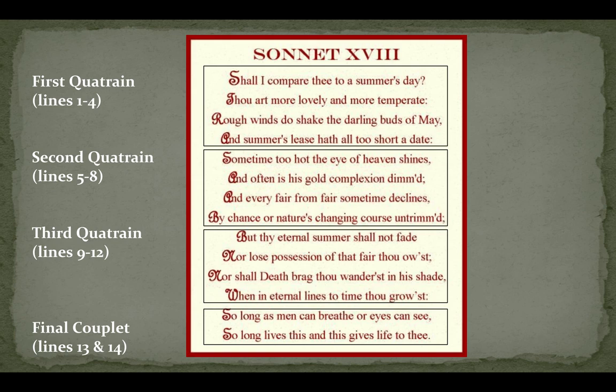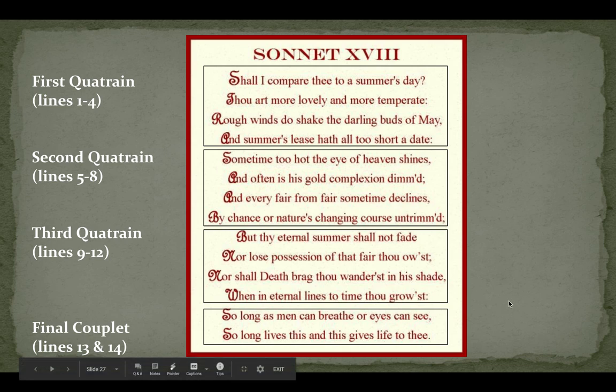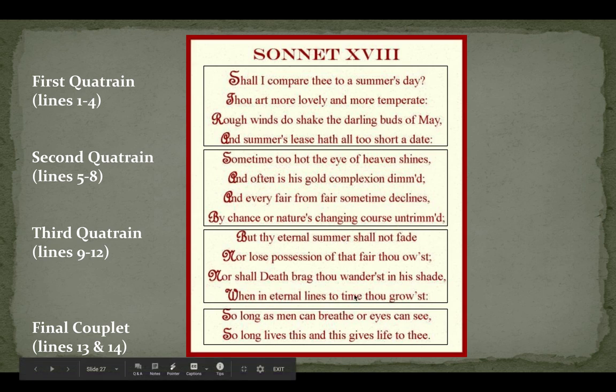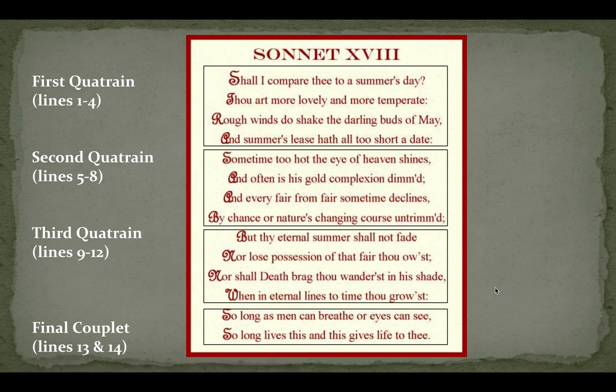I've divided up Sonnet 18 into the quatrains. So you see here the first quatrain, second, third, and the final couplet. So we can look at this more carefully. We can see here that we've got the topic being introduced. Here we have the problem being expressed, and then here it's starting to be solved, and then we see the final resolution here. So, dividing up into quatrains and the couplet.